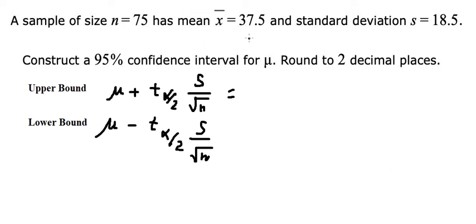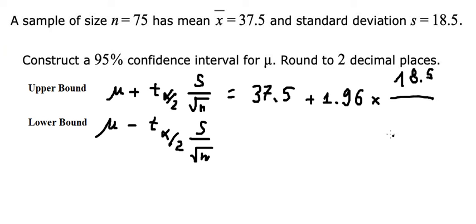So the mean we have 37.5 plus 1.96 multiplied by 18.5 over the square root of 75.